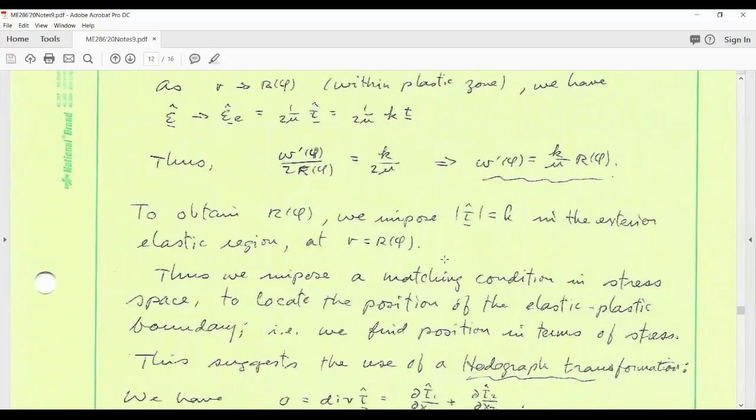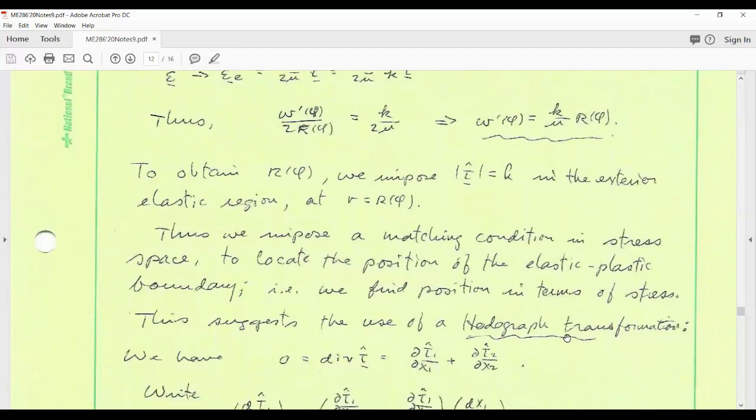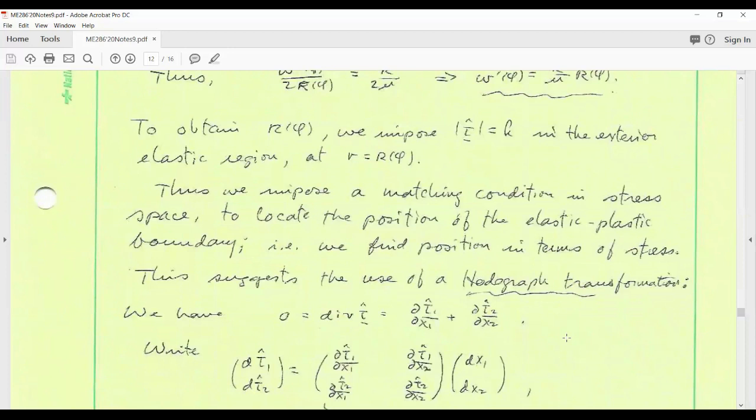So let's take a step back for a moment. What we're doing is we're imposing a matching condition in stress space. We're going to match the plastic solution, where norm tau hat is equal to K, to the elastic solution by imposing this condition on the elastic solution. And we do that for the purpose of locating a boundary, a position vector in the xy plane. Okay. So we're finding position in terms of stress, in effect.